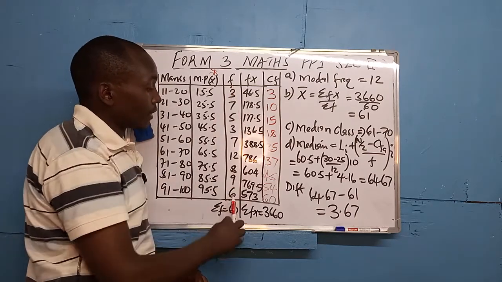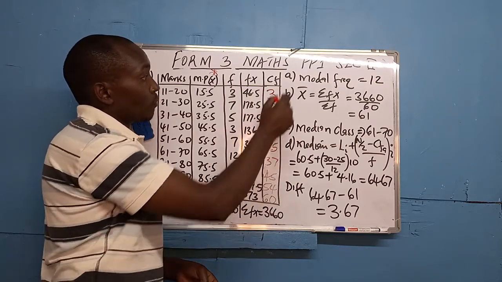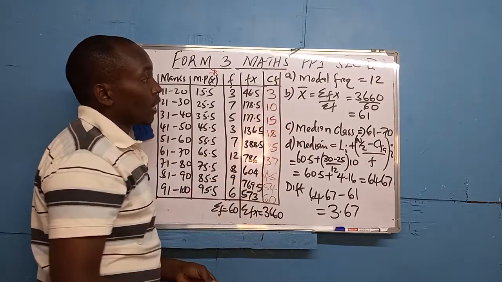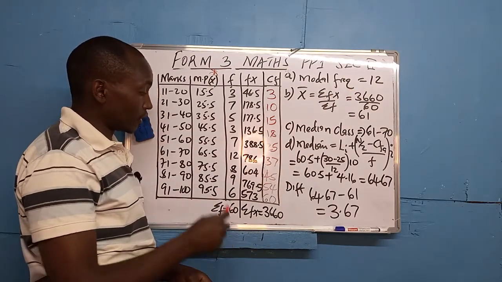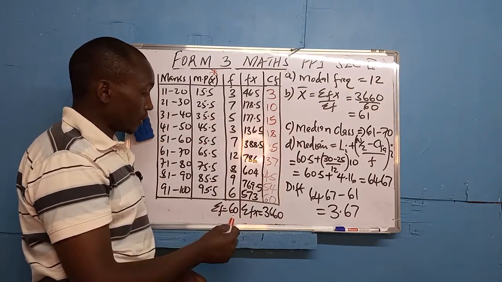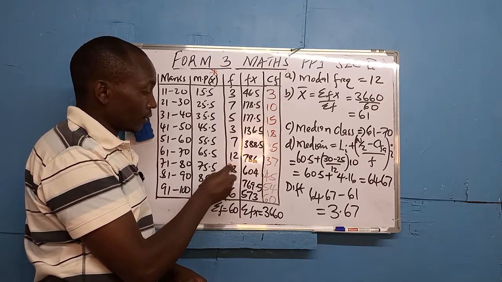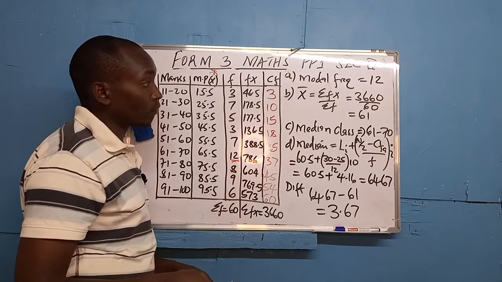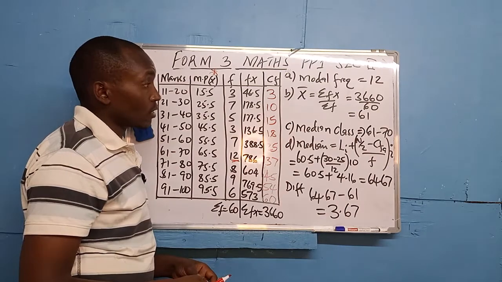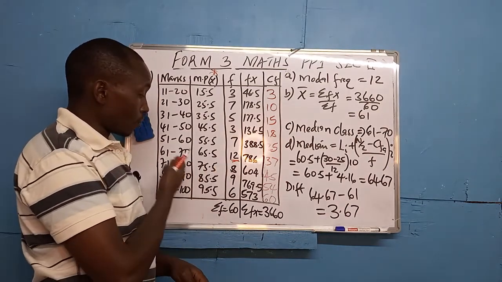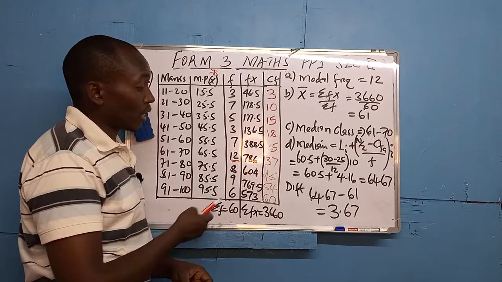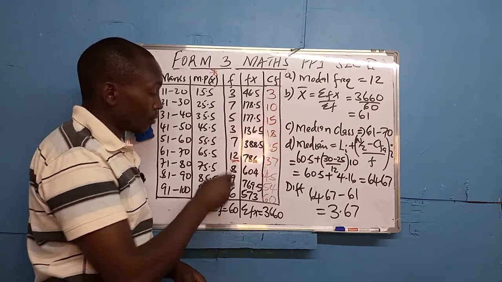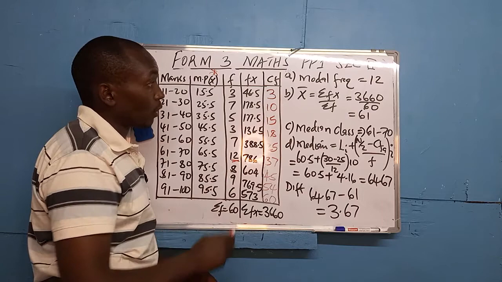The frequencies are as they are given. If we can go ahead to answer question 1, we state the modal frequency, highest frequency, that is. If you consider all the frequencies, the modal frequency is 12. 12 is the modal frequency, the highest frequency, that is. And sometimes they can ask you for the modal class. So it is 61 to 70, that's the modal class. But for this, they need the modal frequency, 12.